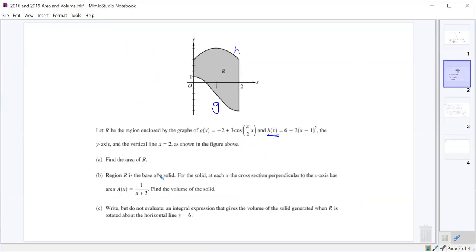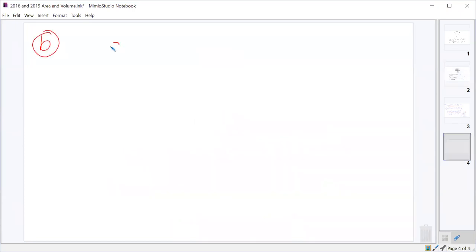Part B was asking us to find the volume of a solid that has this region as its base, and the cross sections perpendicular to the x-axis have this as their area. Well, it doesn't give us a shape, but it doesn't matter because what do we do with the shapes? We find their area and integrate those areas from 0 to 2, or whatever our interval is. They give us the area. So all we need to do is integrate the area from 0 to 2.